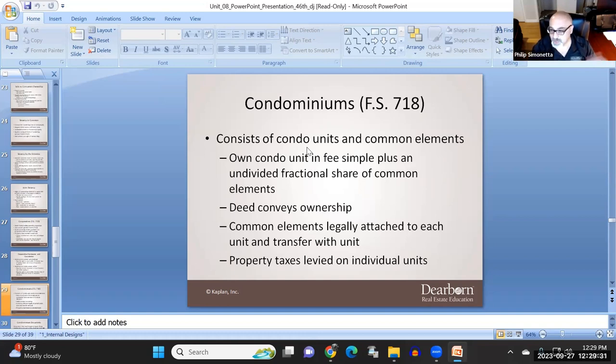Condos have a deed. Co-ops don't. Remember, it's a lease. So condos have a deed that conveys ownership, just like a house does, right? Common elements are legally attached to each unit and transfer with the unit. So in that deed, it tells you you have the right to the common elements. Everything's in there. And when you sell that unit, that deed goes with it and those elements go with it, right? You can't sell the condo unit, come back and use the pool, right? Got it. Goes with the deed.